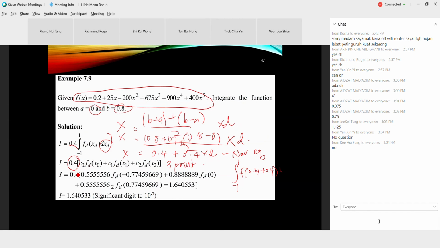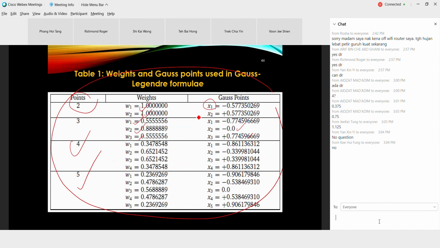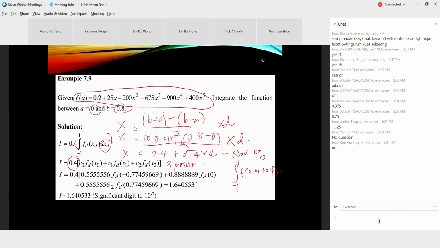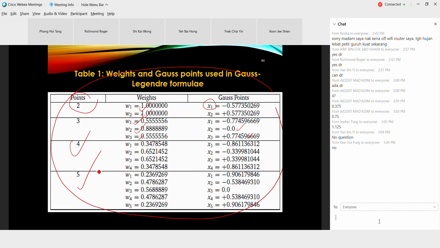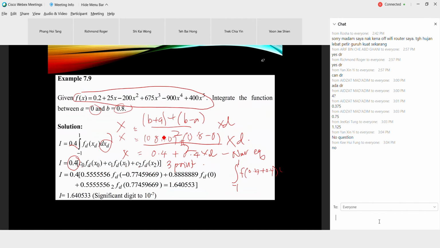Yang ini adalah C1, C1, C1, C2, C2, C3, C3, kalau you nak guna table ni. Okay, 1, 2, 3, 1, 2, 3. So sama lah. No problem at all. So 0.4, weightage 0.555. Yang mana? Ni. Masukkan weightage dia dulu. Ini weightage kedua, ni weightage ketiga. So yang dia buat, weightage 1, weightage 2, weightage 3. Okay, dia bubuh dulu weightage.